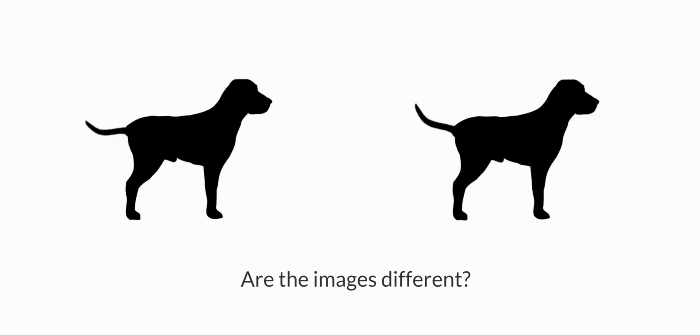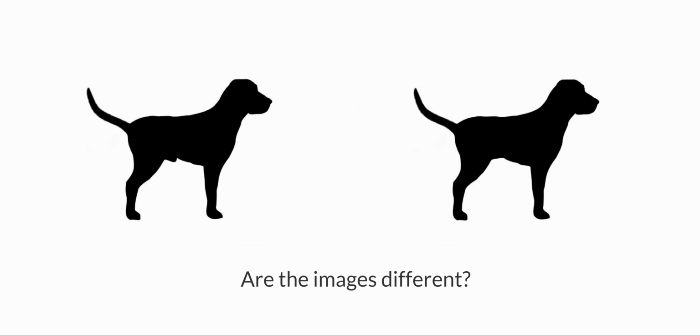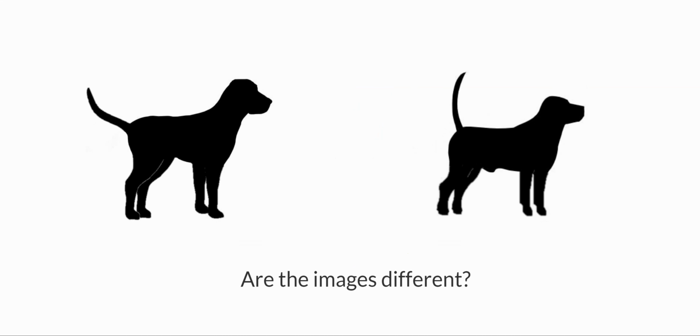As you can see in this task, I'm presenting two different images, and I am asking the participant to decide if the images are the same or different. And if you notice, the trials are starting to get easier. The differences are becoming much more obvious to the participant.